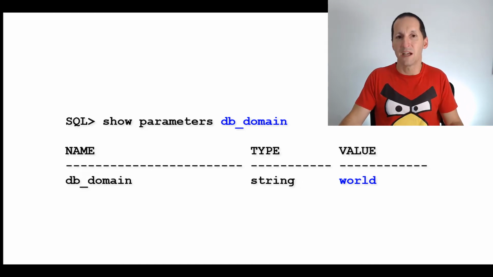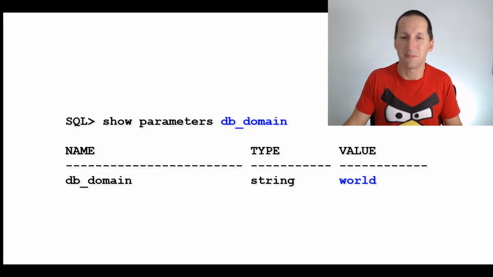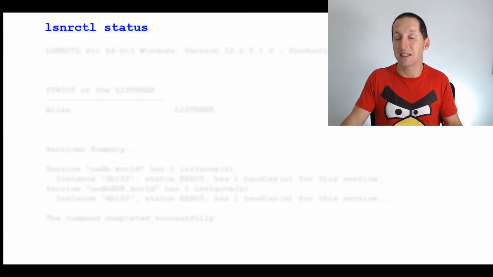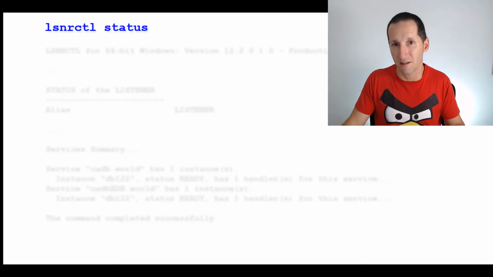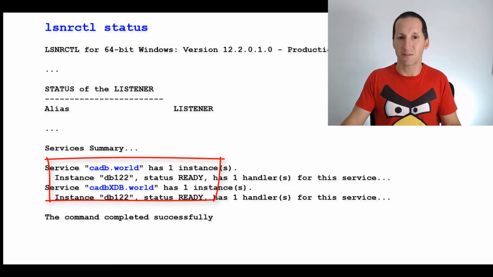As a result, most of the services offered out by the database, and hence the listener, would have a .world suffix because people had not provided their own, for example, company domain name. When we did a listener control status on the listener on such a machine, where the database has a DB domain set to world, one of the old defaults, we would see something like this. The database is offering out some services, but those services would have a .world suffix. You can see there, in this particular instance, cadb.world was the service being offered out.